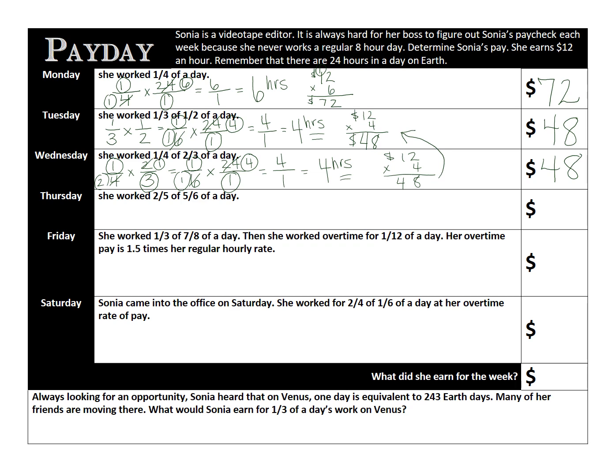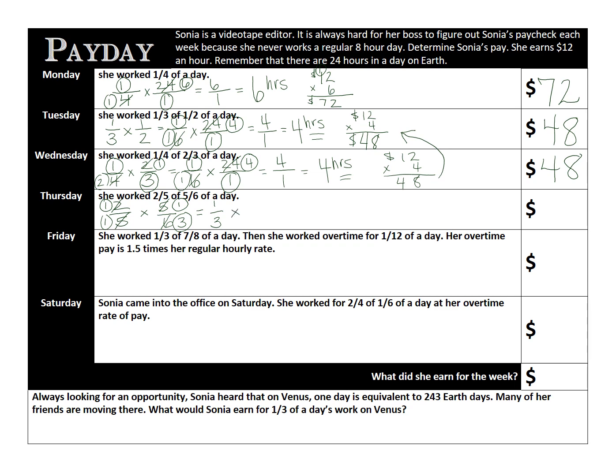On Thursday, she worked 2/5 of 5/6 of a day. We can reduce before we multiply. 5 divided by 5 is 1. 5 divided by 5 is 1. 2 divided by 2 is 1. 6 divided by 2 is 3. 1 times 1 is 1, and 1 times 3 is 3. So on Thursday, she worked 1/3 of a day.